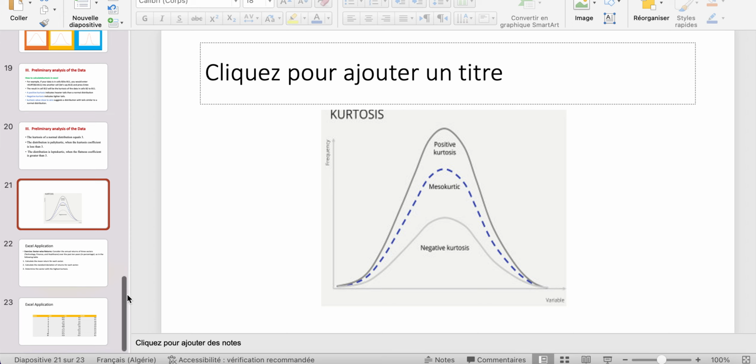So to know if your data is normally distributed, you have to check if your kurtosis equals 3 and your skewness equals 0. If you have skewness equal to 0 and a kurtosis coefficient equal to 3, you can say that your data is normally distributed.